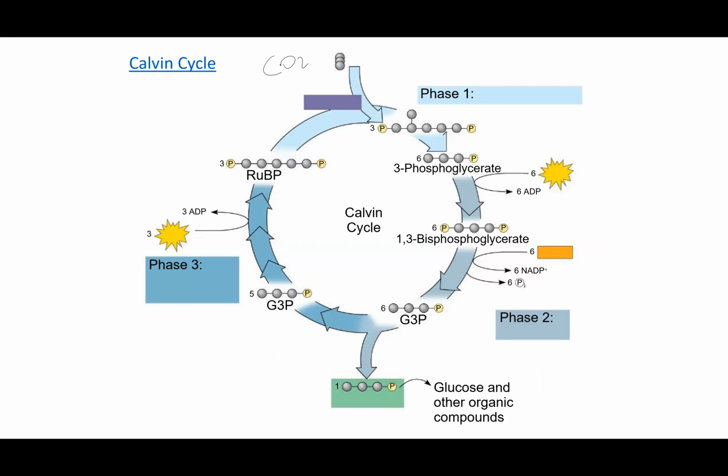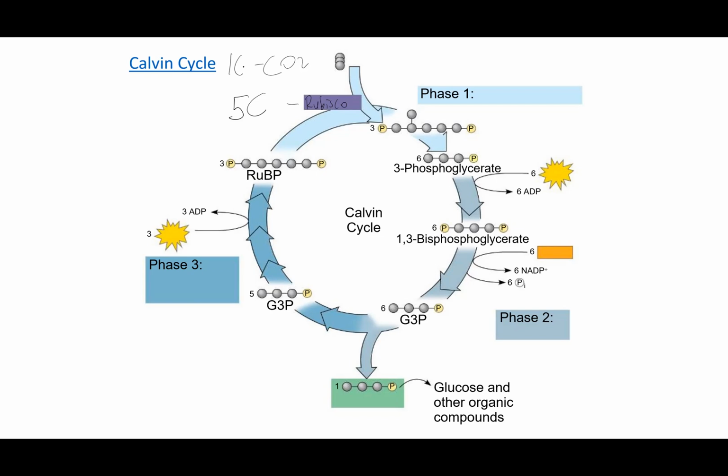So we're going to start thinking about our carbons too. We have a 1 carbon molecule coming in. Carbon dioxide is our 1 carbon molecule. We are going to combine it with another molecule, which is a 5 carbon molecule called Rubisco. So this is a 1 carbon, and we're combining with a 5 carbon molecule.